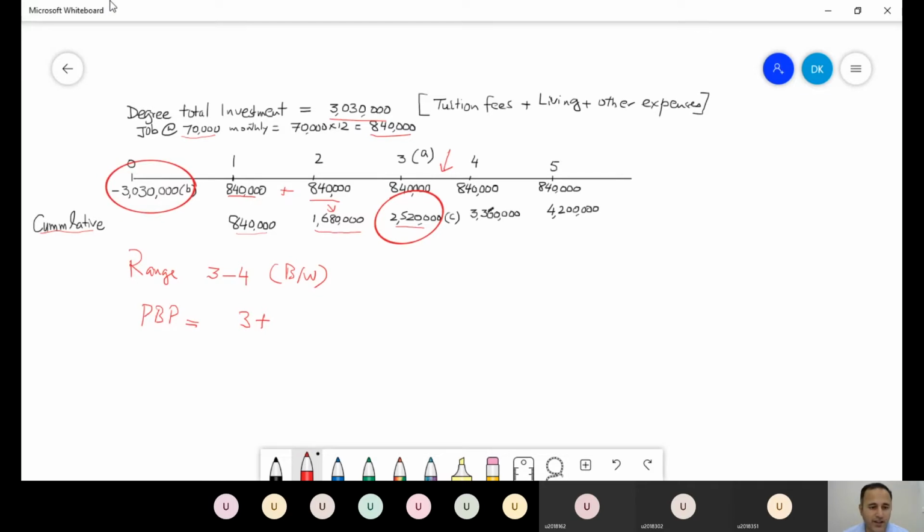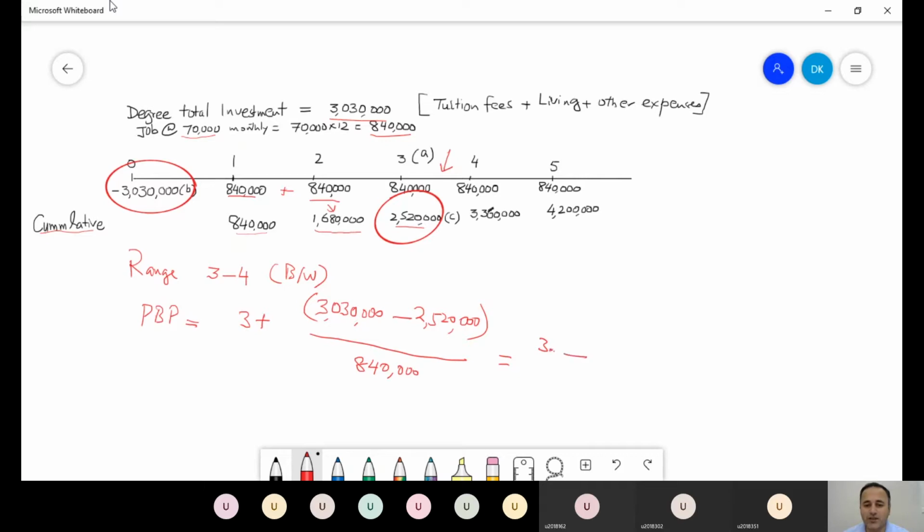So that difference is 3,030 minus 2,520, okay? I still have to recover this much money in my fourth year. And in the fourth year, how much am I getting in total? 840,000, okay? So whatever you calculate, this will be 3 point something, some fraction. I do not have a calculator on me right now, so you can calculate it yourself. So it's 3 point something.